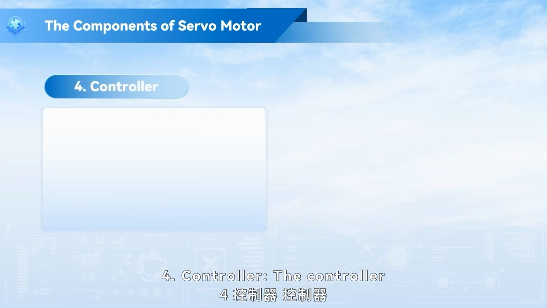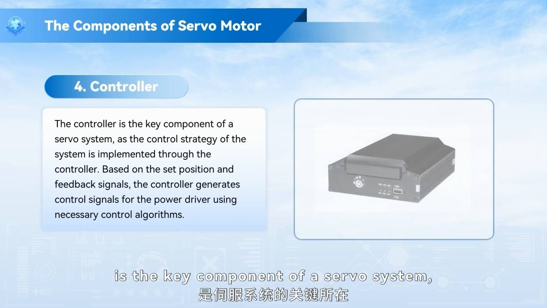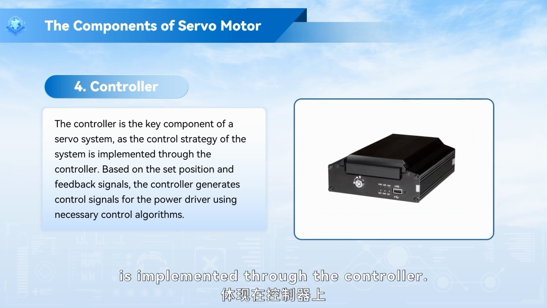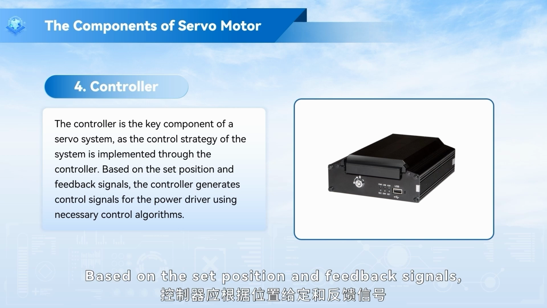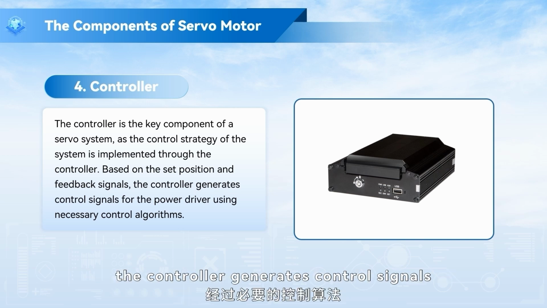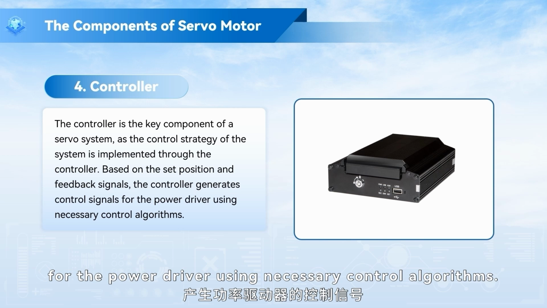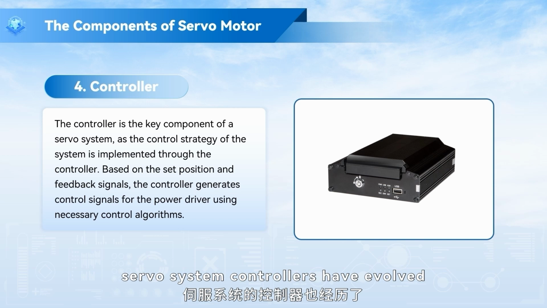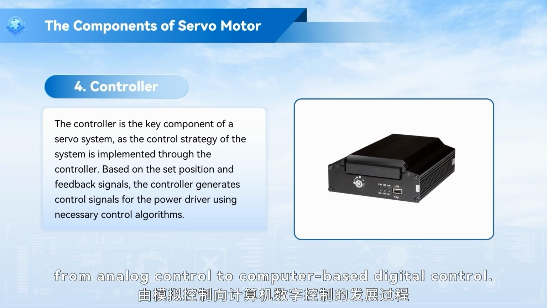4. Controller. The controller is the key component of a servo system, as the control strategy of the system is implemented through the controller. Based on a set position and feedback signals, the controller generates control signals for the power driver using necessary control algorithms. Similar to speed control systems, servo system controllers have evolved from analog control to computer-based digital control.